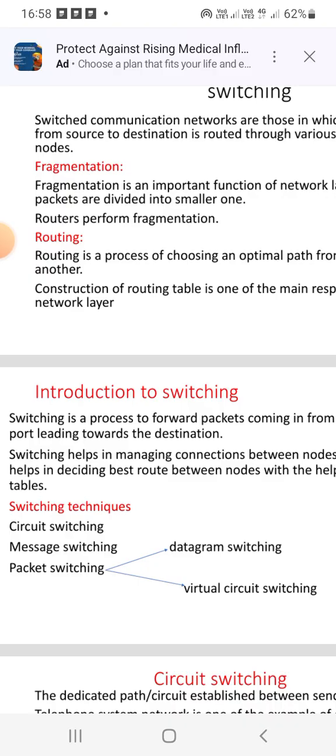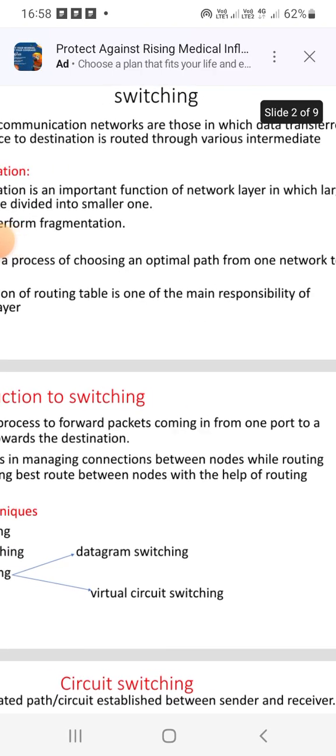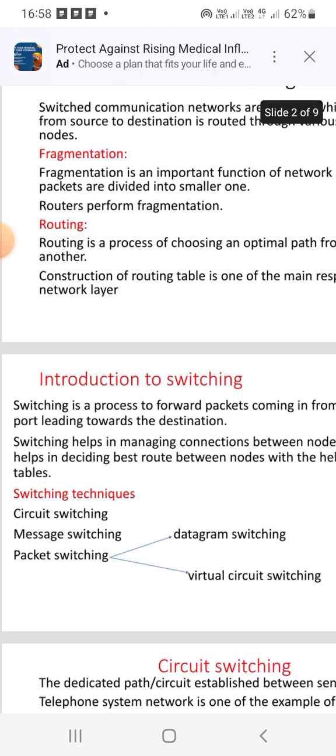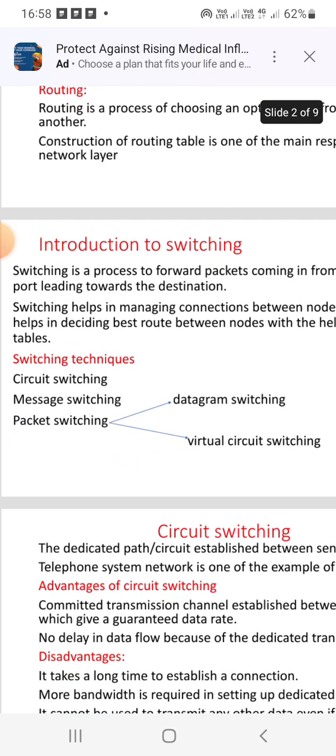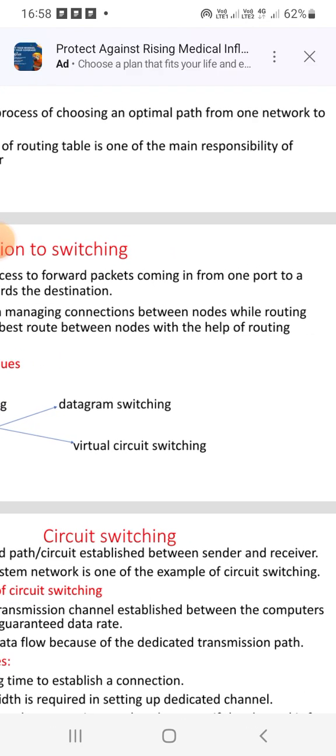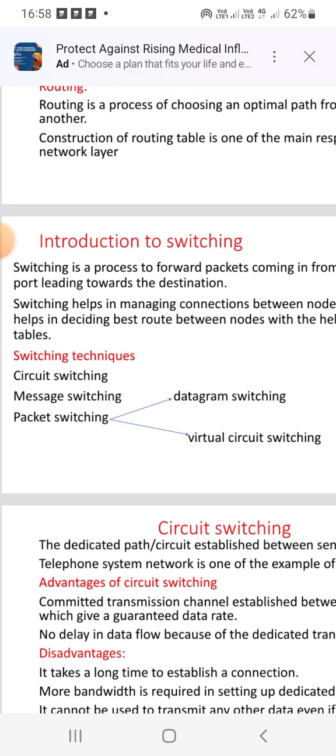Construction of routing table is one of the main responsibilities of network layer. Introduction to switching. Switching is a process to forward packets coming in from one port to a port leading towards the destination. One port to another port, sending the data from one port to another port. This is nothing but switching.